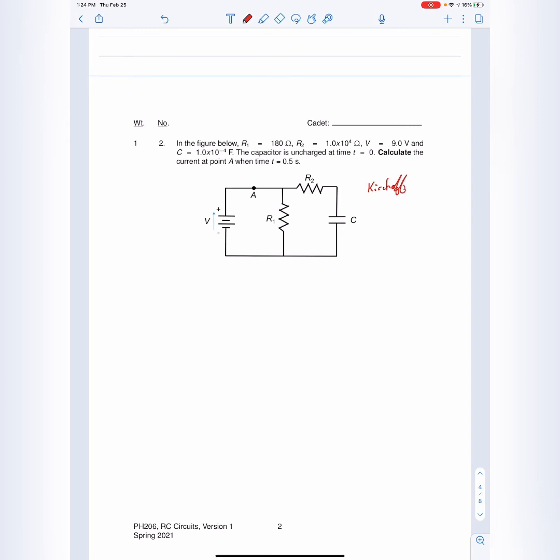You can't use resistors in parallel because you have the capacitor here. Whenever you have a capacitor and resistor in this form, it gives you the hint that you cannot by any means combine resistors in parallel or capacitors in parallel.